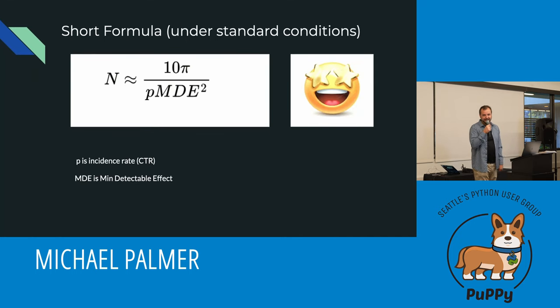So this is the easier formula I have found. It's nice and pretty, kind of like pi times 10 to the 7. So P is your incidence rate, and MDE is your minimum detectable effect.